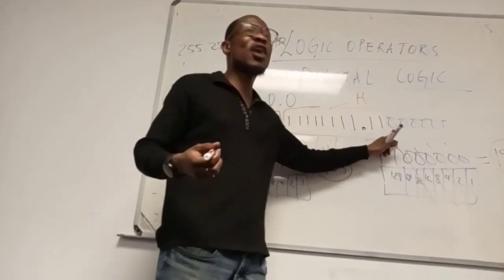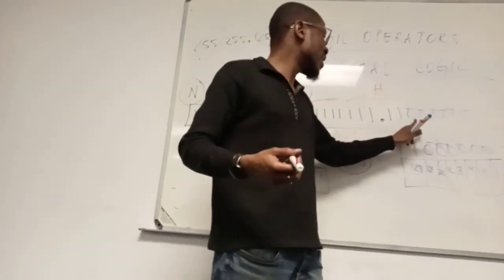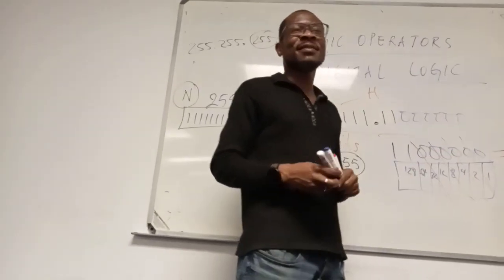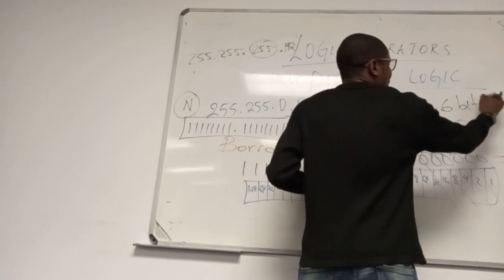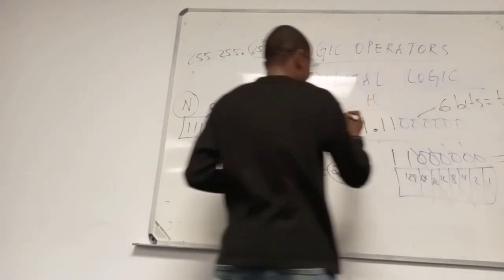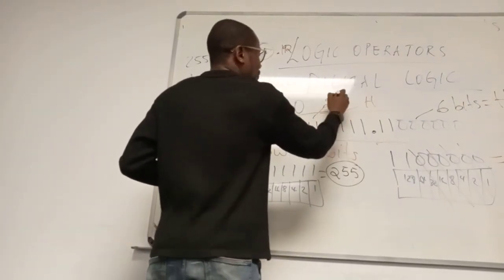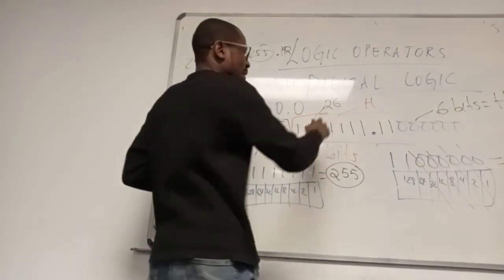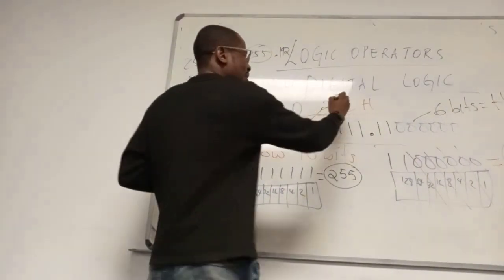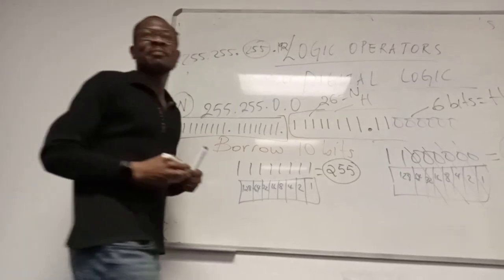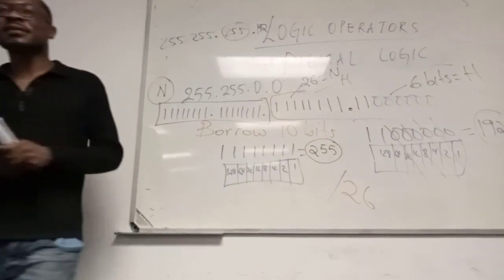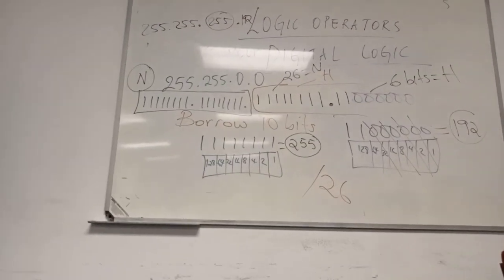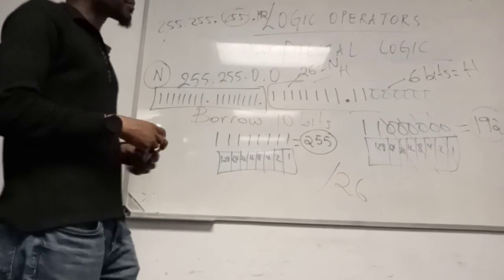And how many for host? 1, 2, 3, 4, 5, 6. 6 bits for host. Yeah, 26 ones for the network. You can also write it as a /26. This is the prefix. Okay, we can stop there for now.